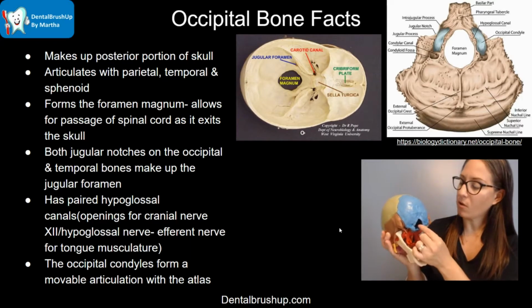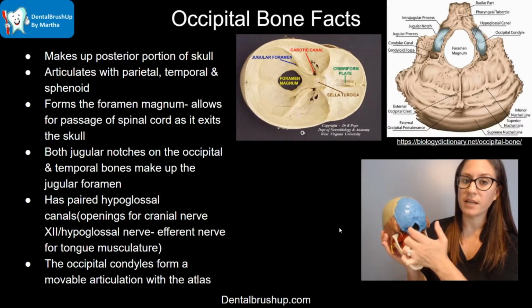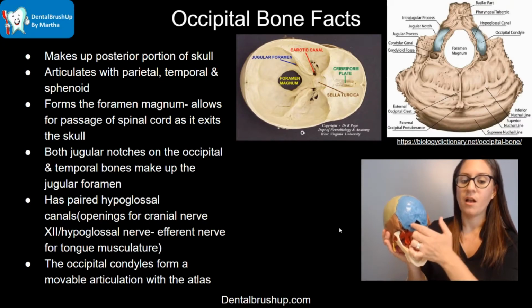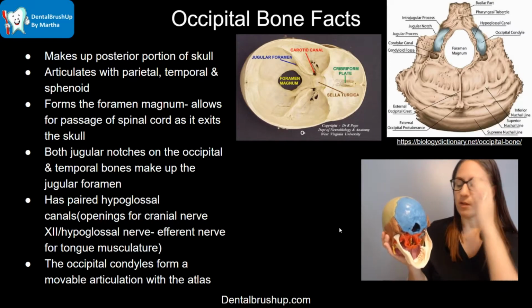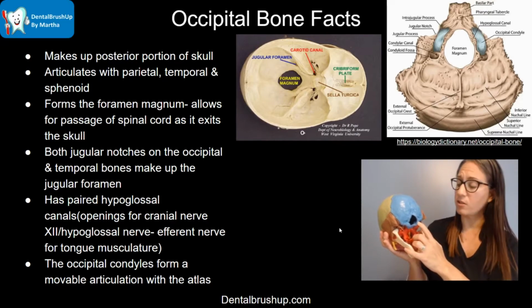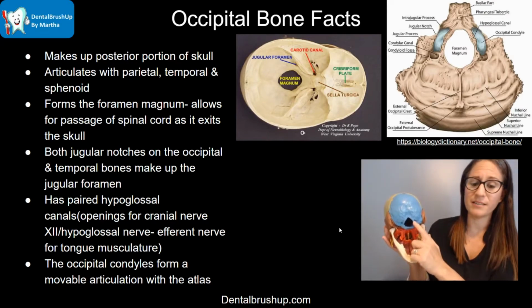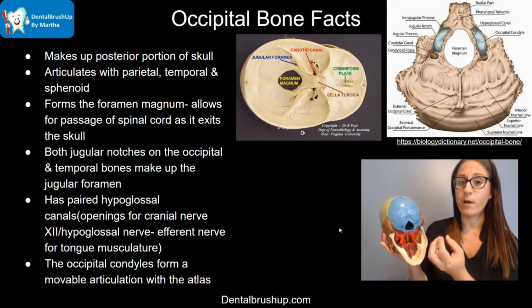Now, it also has 2 jugular notches, and both jugular notches on the occipital bone and temporal bone make up what's known as the jugular foramen. Now, it also has two paired hypoglossal canals, which are canals that are located in this little area here on both sides. And these are just openings for cranial nerve number 12, which is also known as the hypoglossal nerve, which is an efferent nerve for the tongue musculature.